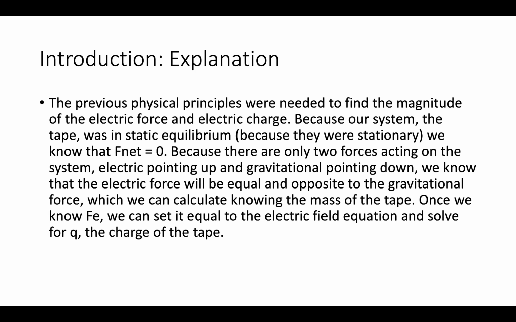Because our system, the tape, was in static equilibrium, because they were stationary, we know that F net equals 0. Because there are only two forces acting on the system, electric pointing up and gravitational pointing down, we know that the electric force will be equal and opposite to the gravitational force, which we can calculate knowing the mass of the tape. Once we know the electric force, we can set it equal to the electric field equation and solve for Q, the charge of the tape.